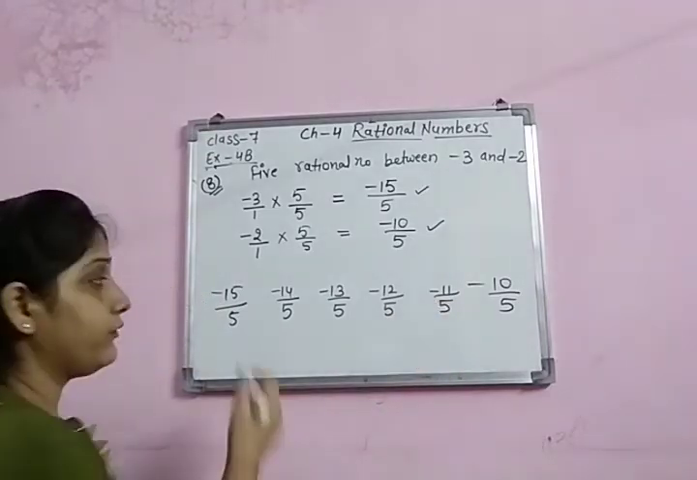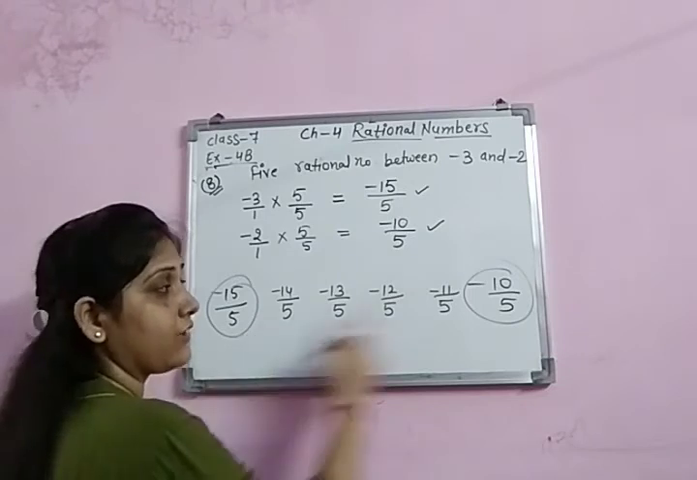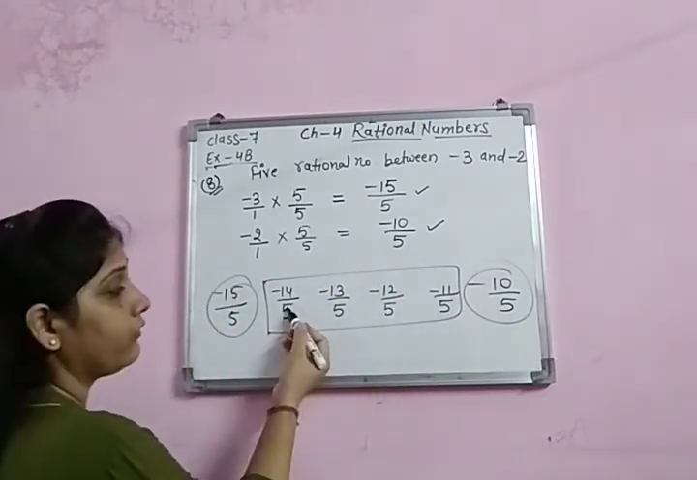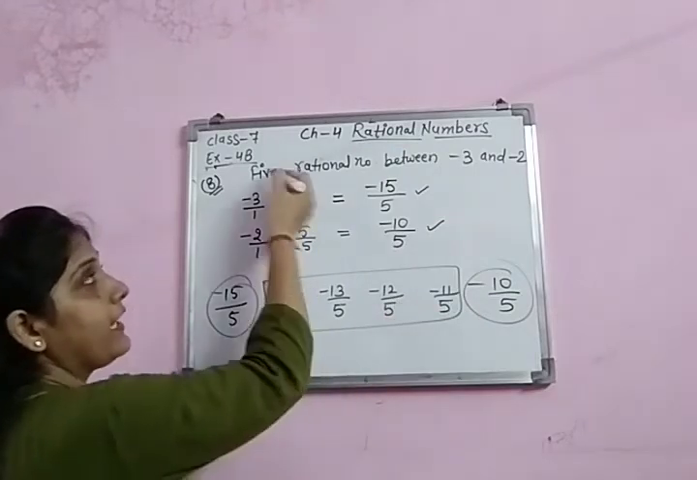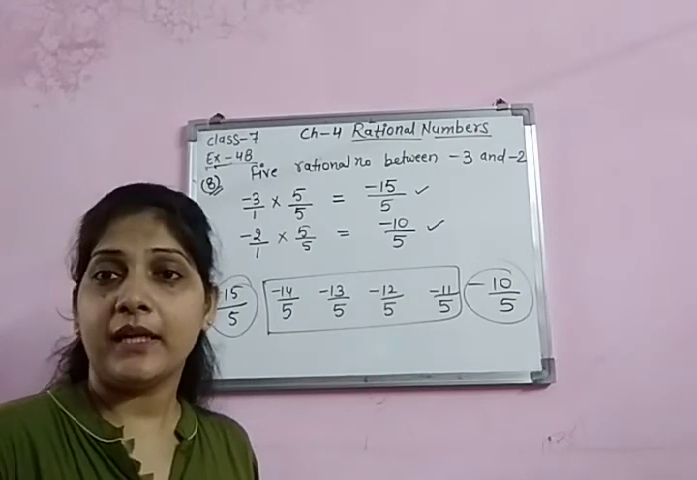So, how many we get? We will not include these because these are a question. So, how many we get? Only 4. 1, 2, 3, 4. And how many we want? 5. So, we have to take a bigger number.